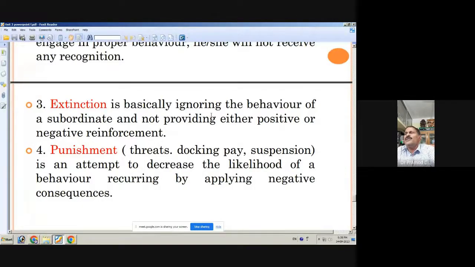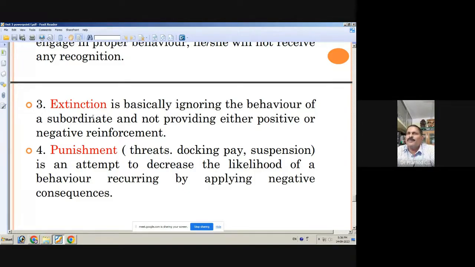Extinction means ignoring the behavior of the subordinate, not providing either positive or negative reinforcement. The extinction process is there in Pavlov's theory, that artificial stimulation creates the natural response. But if again and again we give artificial stimulation and the result does not come, then there will be extinction. When again and again there is the ring of the bell and there is no food, the organism will feel that the bell sound is artificial, and artificial stimulation will never give the natural response. So there will be the extinction.